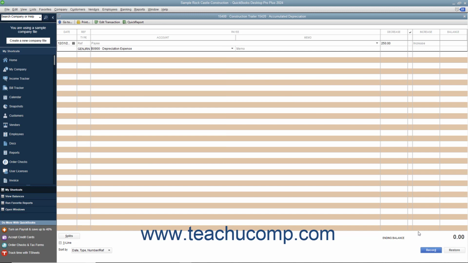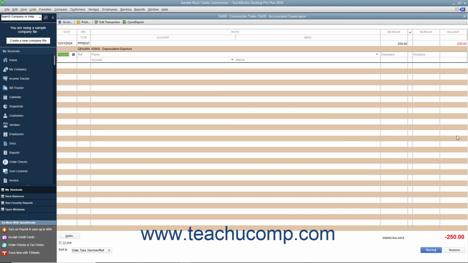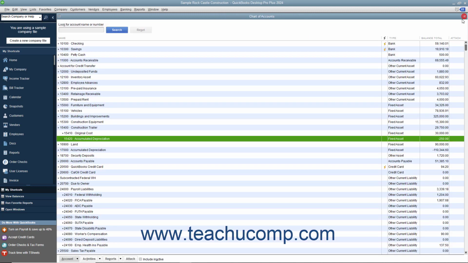The accumulated depreciation subaccount will always have a negative balance, as it tracks the loss of value to the fixed asset, which is its parent account.